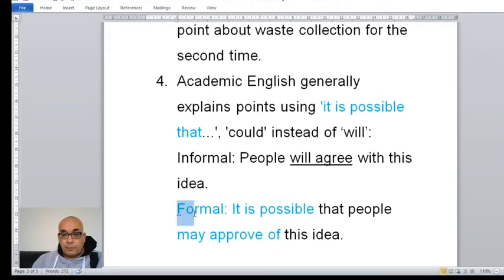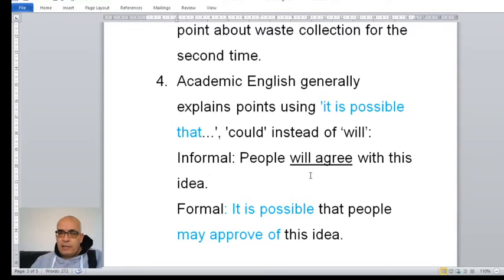So I'll make this black. This was like a typing, because I prepare my lessons myself. So informal, people will agree. Will is strong, it is a probability, it gives a lot of certainty, like you are sure.